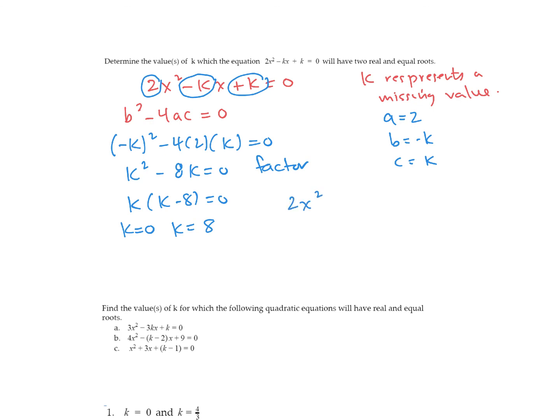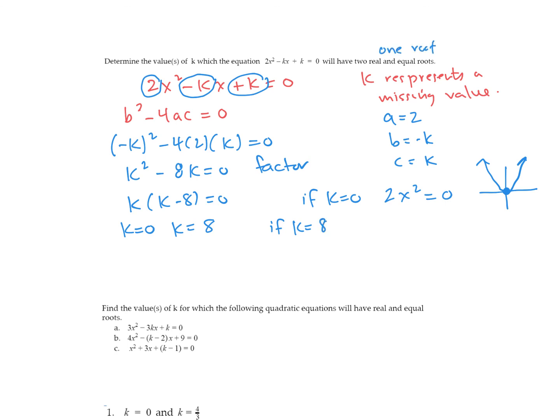If k equals 0, then the equation would be 2x squared, and I would have no more terms because k is 0. Well, what does that look like? Well, that looks like a quadratic that is passing through the origin and has been vertically stretched. So it has one real root, so that confirms that the value of k equals 0 makes one real root. So remember, two real and equal means one root.